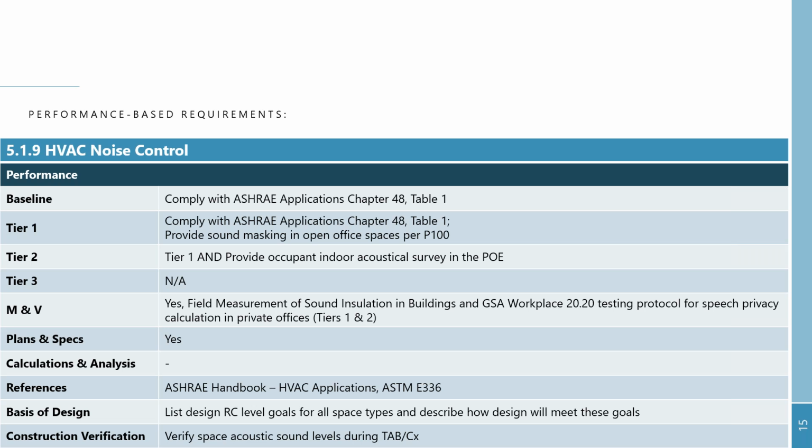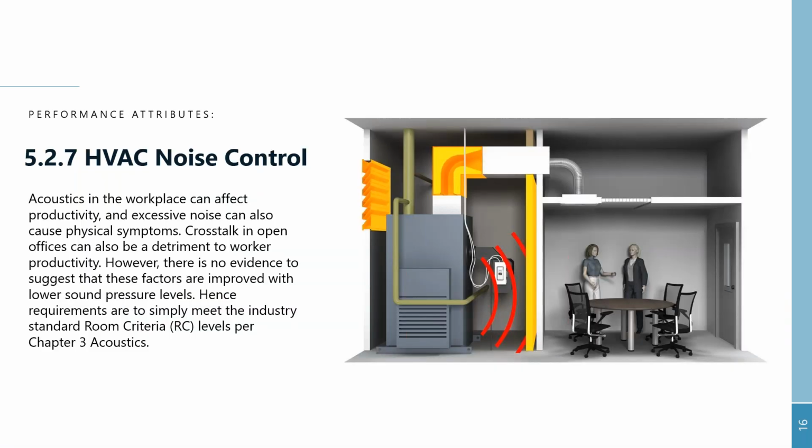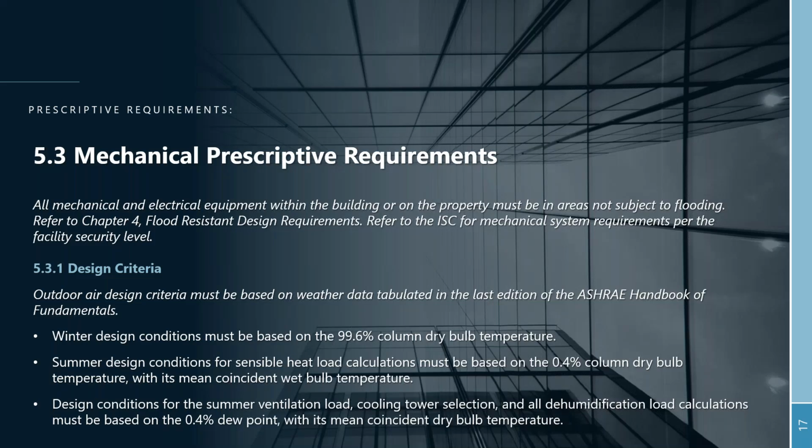An example, I'm pulling from the mechanical section on the noise control. So when you look at a performance table, there are also tiers of performance. There's a baseline, and then up to tier 1, 2, and 3 that just gives ever increasing performance thresholds. When you go to that performance attribute section, again, a little more information associated with the performance, why it matters, what is the aspect of that performance criteria that is important to GSA. And then that prescriptive requirement.